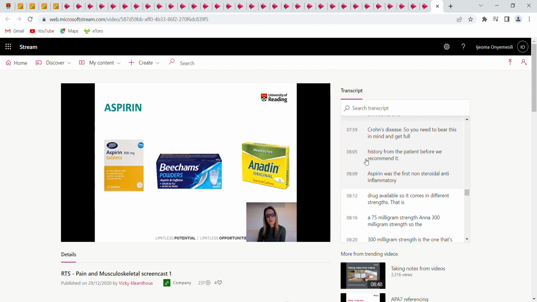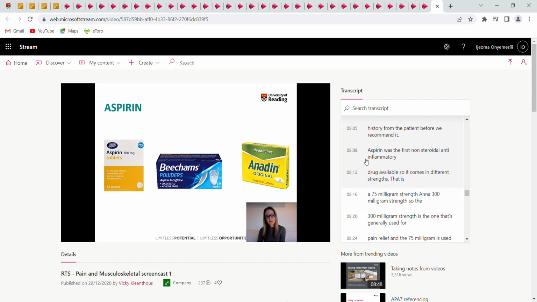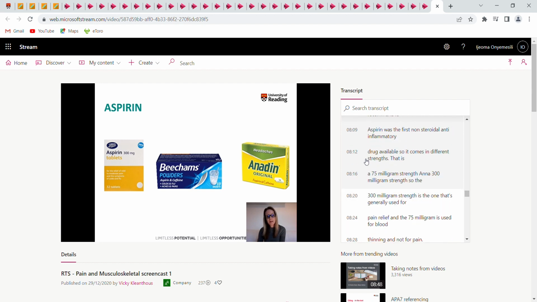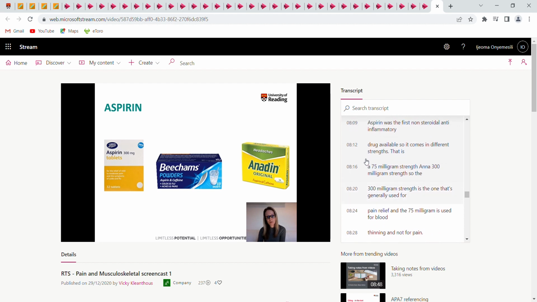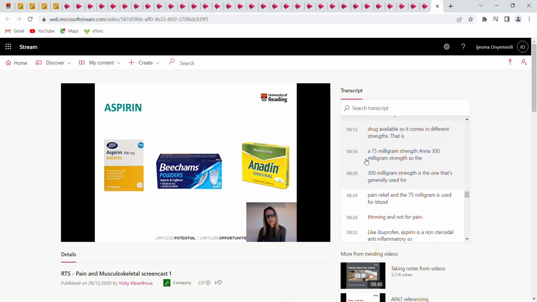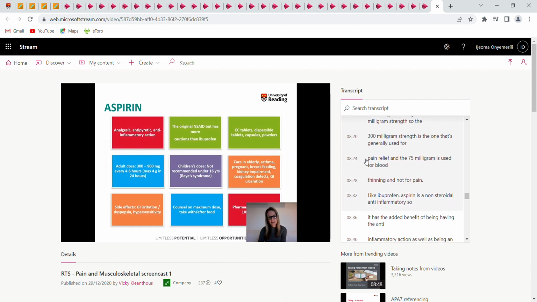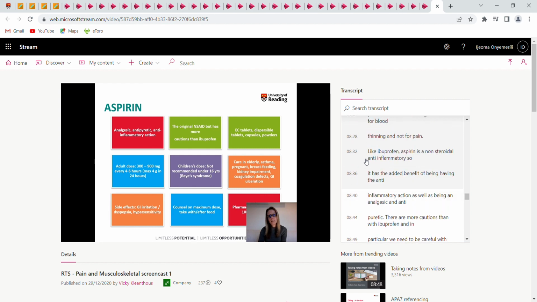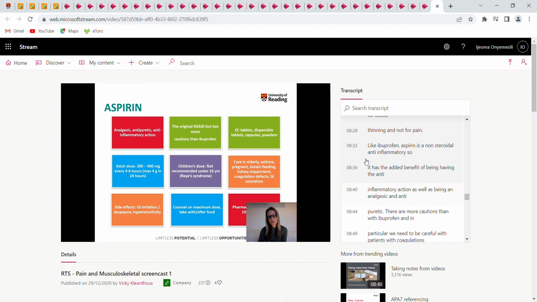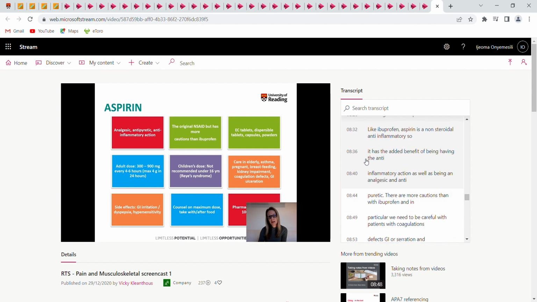Aspirin was the first non-steroidal anti-inflammatory drug available. So it comes in different strengths. There's a 75 milligram strength and a 300 milligram strength. The 300 milligram strength is the one that's generally used for pain relief, and the 75 milligram is used for blood thinning and not for pain. Like ibuprofen, aspirin is a non-steroidal anti-inflammatory, so it has the added benefit of having the anti-inflammatory action as well as being an analgesic and antipyretic.